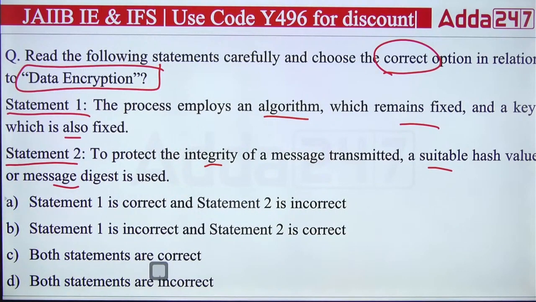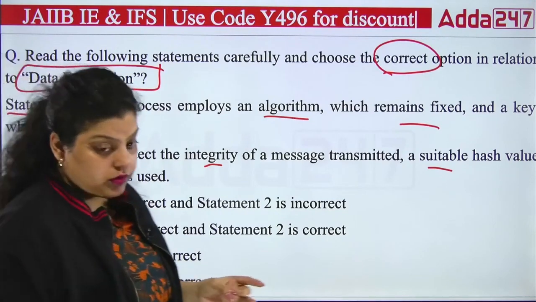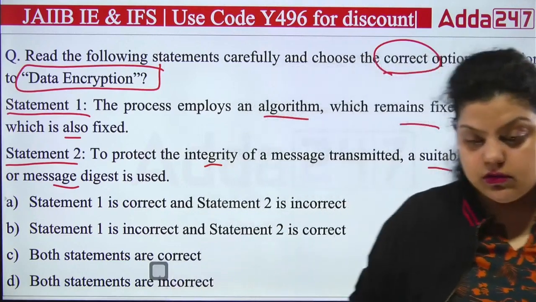So out of these two statements, what do you think? Which statement is correct and which statement is incorrect? And we are talking about data encryption here. So A, B, C or D? Which of the following is correct? Which of the following is incorrect?